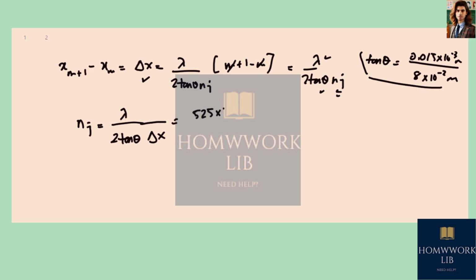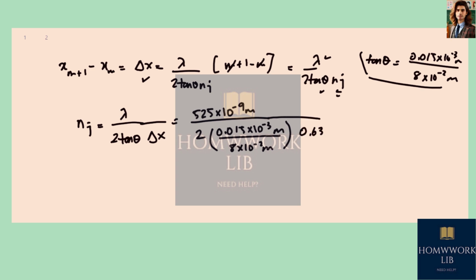Let's plug in the numerical values. 525 times 10 to the power of negative 9 meters divided by twice the 0.015 times 10 to the power of negative 3 meters divided by 8 times 10 to the power of negative 2 meters, times delta x. We had calculated it to be 0.633 times 10 to the power of negative 3 meters. So when we plug everything in, we find the index of refraction of jelly to be 2.21.